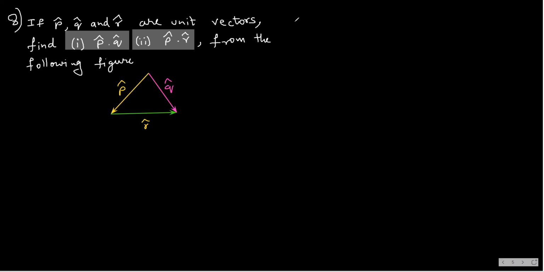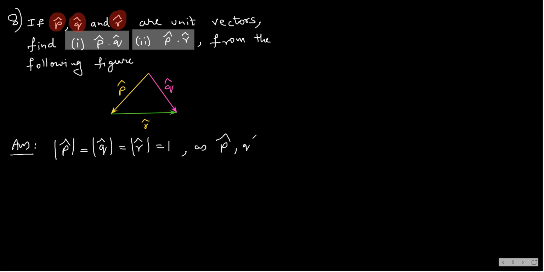What we need to notice here is they have clearly said that these three vectors, P cap, Q cap and R cap, are unit vectors. Now students, you know, if they are unit vectors, their magnitude will be 1. So here I start answering. I will write here mod of P cap equals mod of Q cap equals mod of R cap equals 1, as P cap, Q cap and R cap are unit vectors.